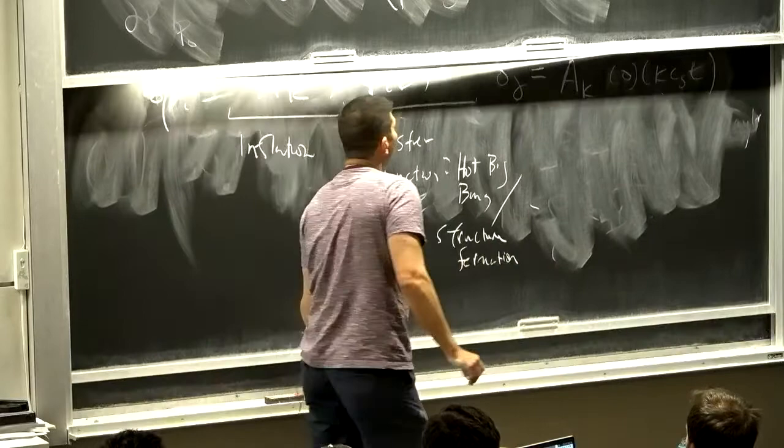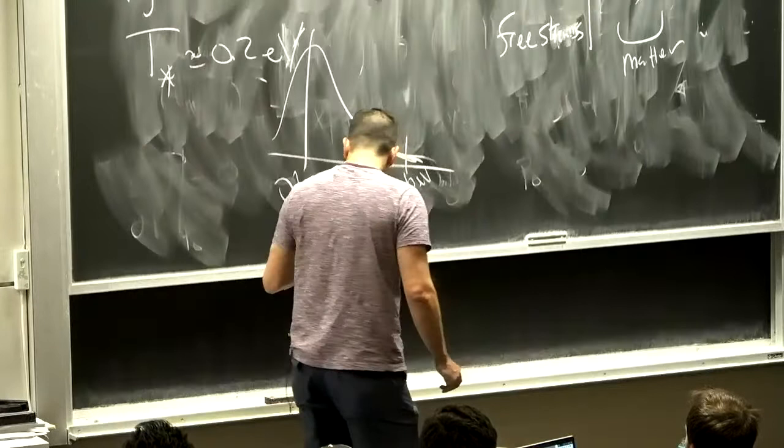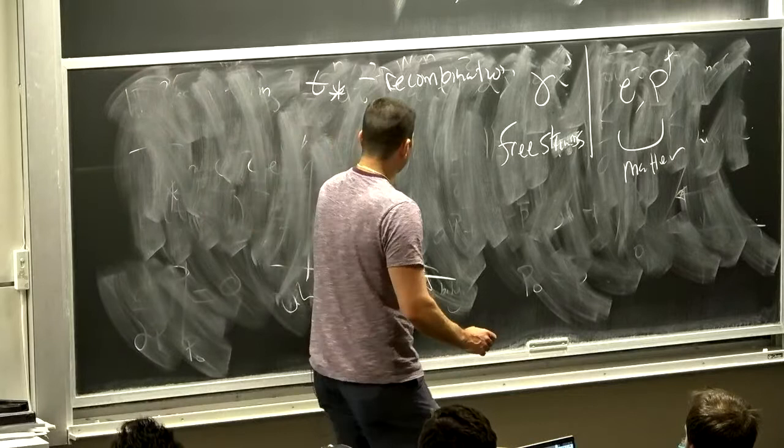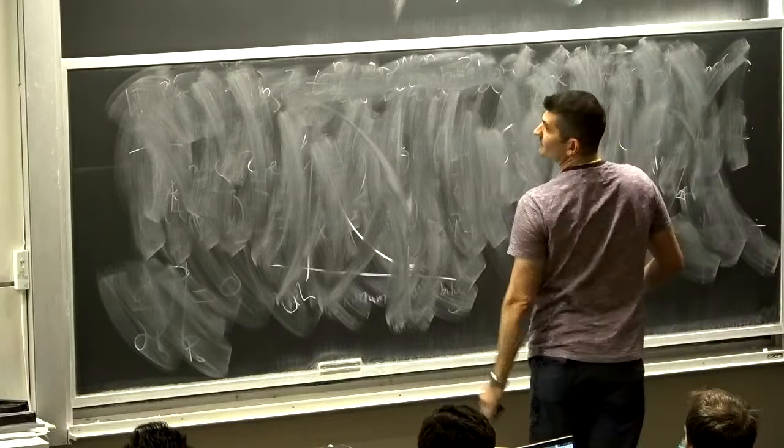The other way in which we measure the universe is by the distribution of stuff at late times. So the distribution of stuff is like density fluctuations at lower redshifts. So the picture, I'm just going to draw the picture and then I'll probably be out of time. So the picture is something like this.